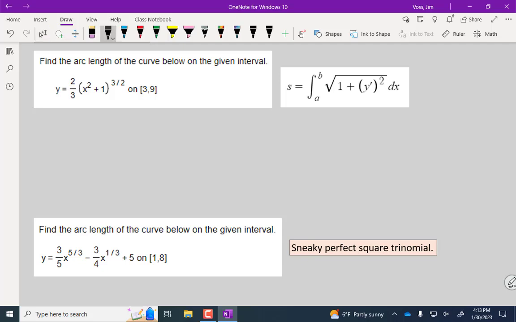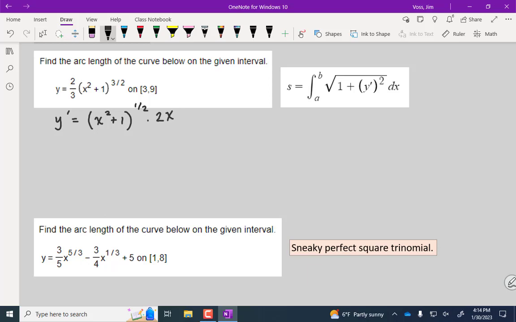Let's take our derivative. Again, we've got our generic formula. We want to start on the inside of that root. We need the derivative of the function. We need to square it and add 1, and then take the square root. So let's start by taking the derivative here. 2/3 multiplied by 3/2, that's 1. We'll end up with x squared plus 1. Subtract 1 from 3/2, we get a half. Then multiply using the chain rule, and we'll have that.